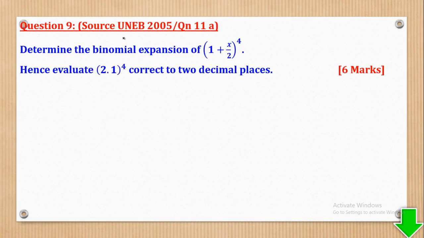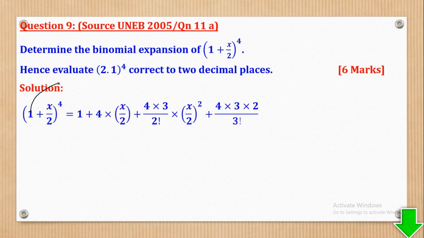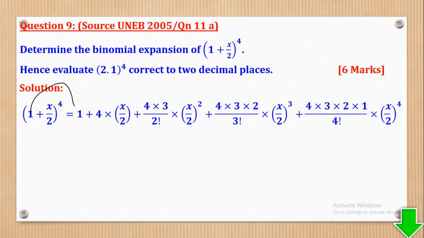Question 9 came from UNEB 2005, paper 1, question 11a, and says, determine the binomial expansion of this, and hence evaluate this correct to two decimal places. So the good thing is that one of the terms is positive 1, so it will be a little easier. Get this term, put it here, then next get this power, put it here, multiply by this term which is there. The other term will be this power 4 times 3 over 2 factorial, then the other term raised to the power 2.